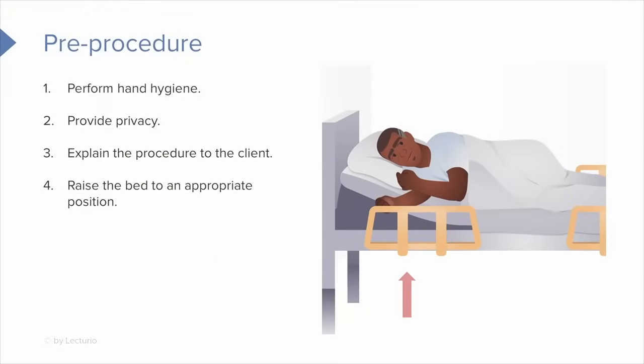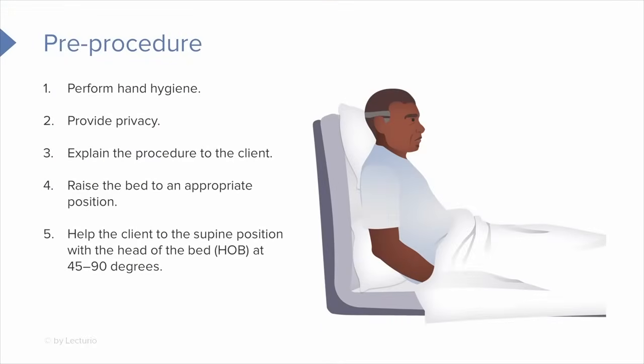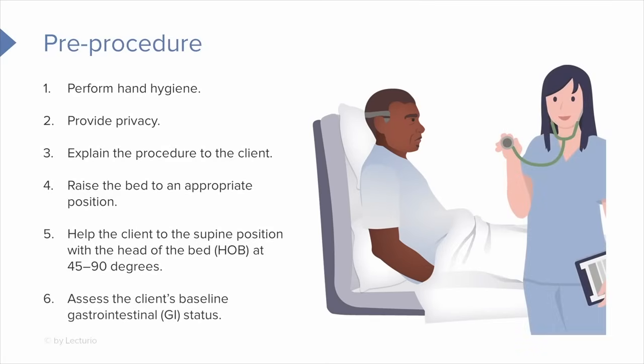Next, we want to raise the bed to the appropriate position. We also want to help the client to an upright position, at least 45 to 90 degrees. The higher the bed, the easier the insertion is going to be. Also, get a baseline idea of what the patient's GI status is and how they feel before you insert the NG tube.